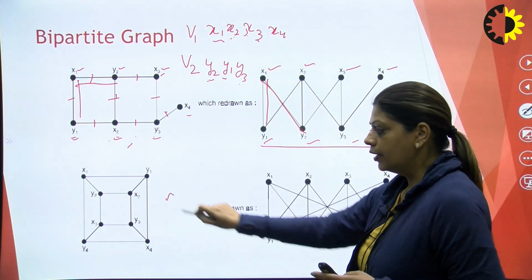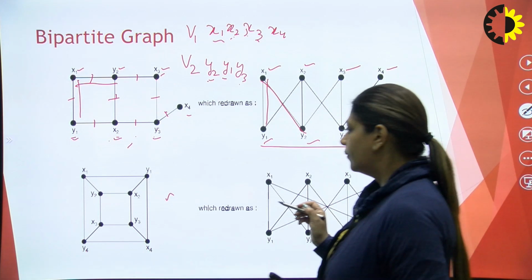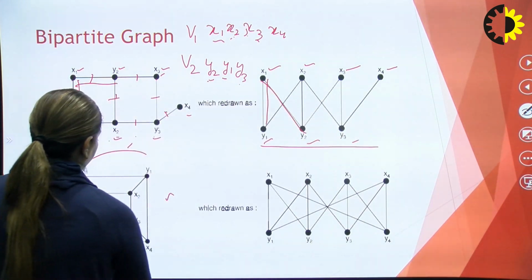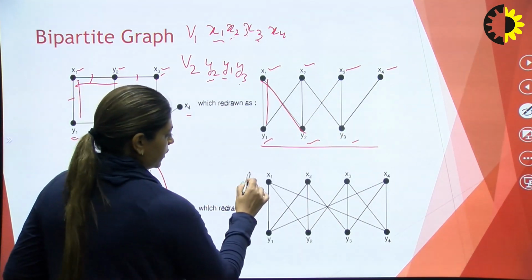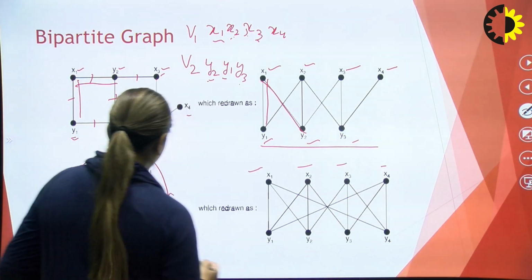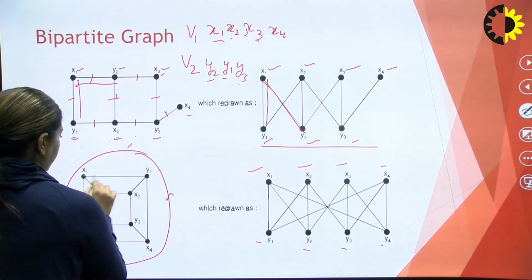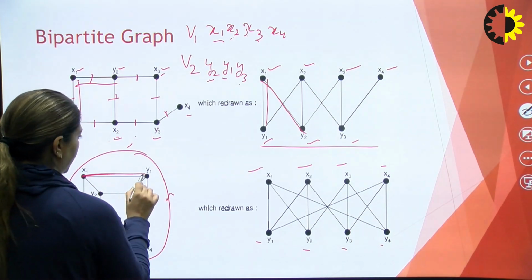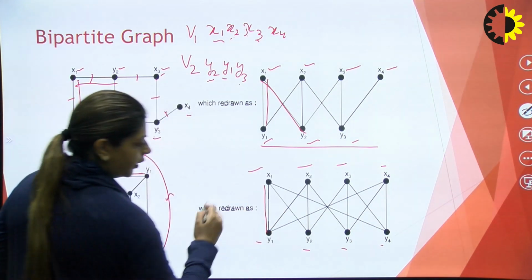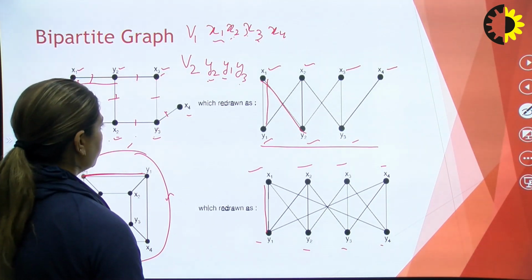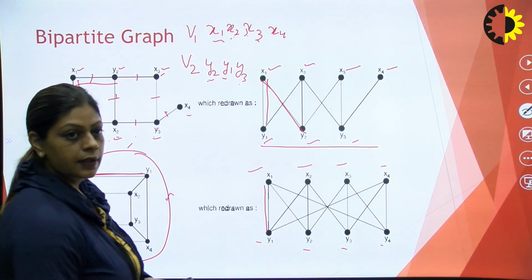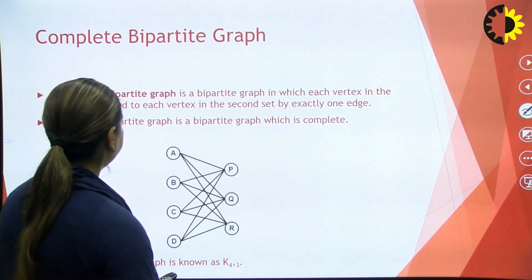Similar is the case for this graph. We can divide this graph into two partitions, x1, x2, x3, x4 and y1, y2, y3 and y4. There is an edge between x1 and y1, here also there is an edge. So this way we can check whether a graph is a bipartite graph or not.